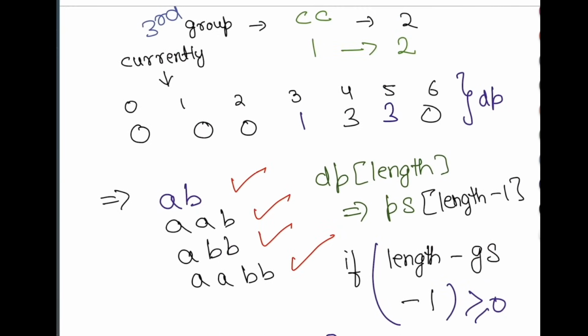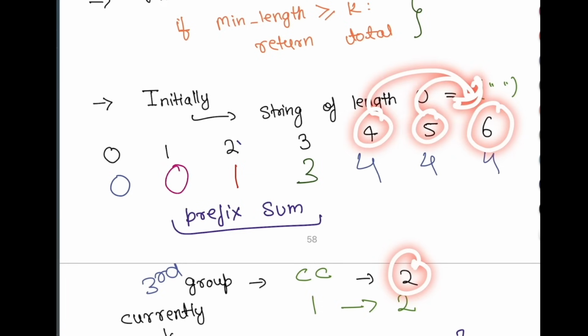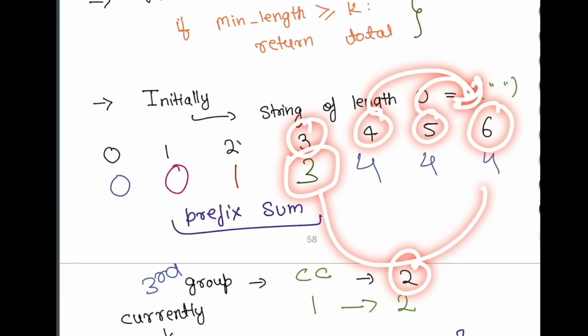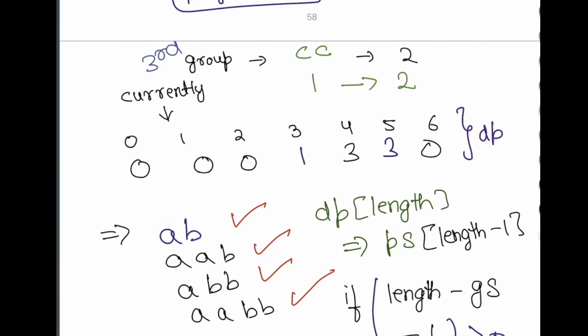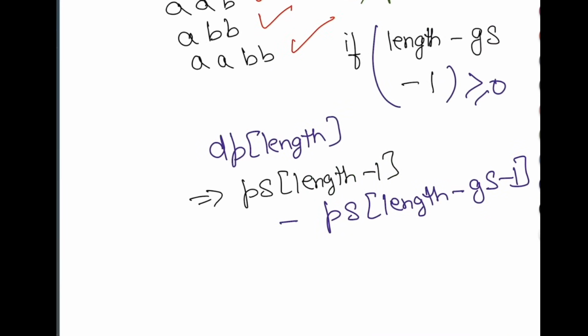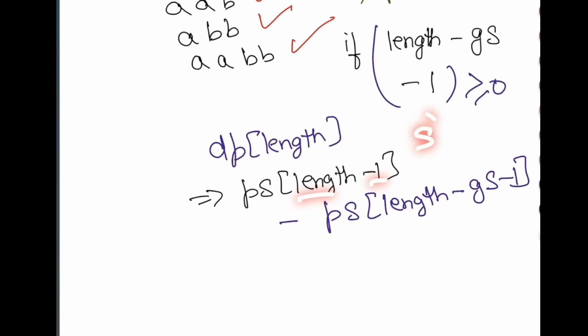And similarly, to create a string of length 6, the current group size is 2. It is going to provide me 2 characters, right? So from 4, I can go to 6. From 5, I can go to 6. But from 3 characters, I cannot make a string of length 6 using this particular group. So I would say 4 minus 3. That is, I just have one way to create a string of length 6, right? So this will be 1. And this is nothing but coming from the formula, because length is 6. We are trying to create minus 2 minus 1, which is 3. So ps of length 3 will be minus, and ps of length minus 1, which is 5, ps of 5 will be plus.